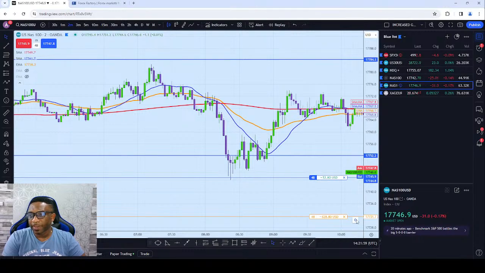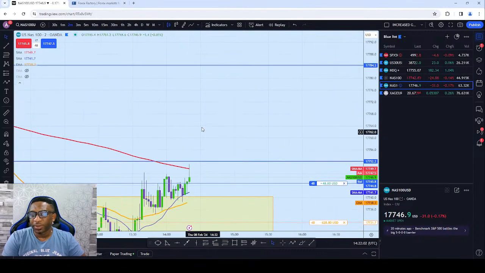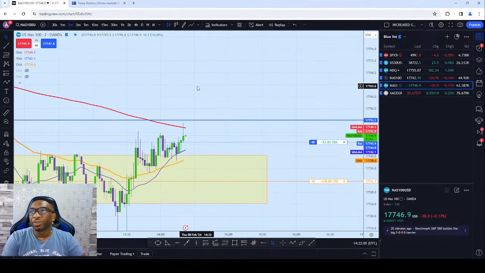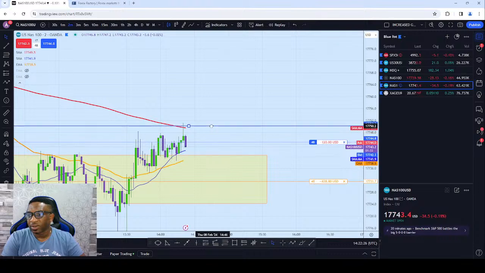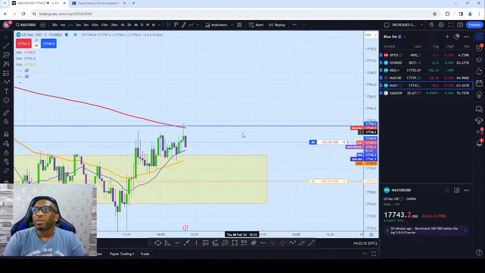Okay, so I believe now we should be in profits on the NAS trade. Yeah, it went up to the key level and now it's pushing back. This is supposed to be 550. Came right back.